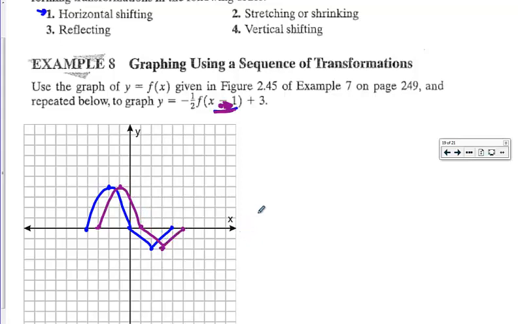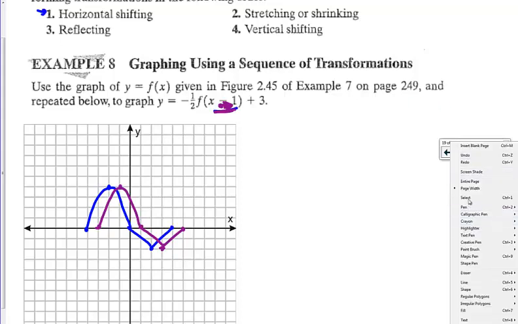Okay, so the next thing I'm looking at is 2. Do I have any shrinking or stretching? And I do, because I have, let me change my pen color again.